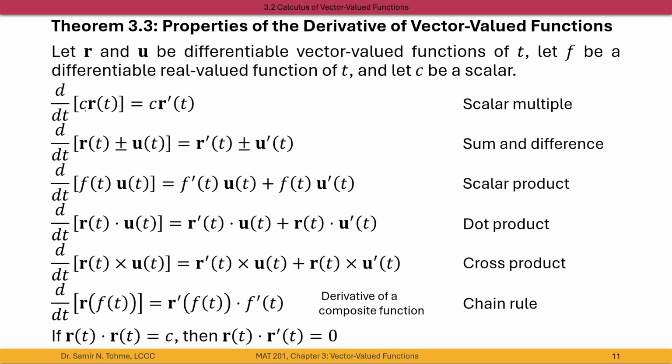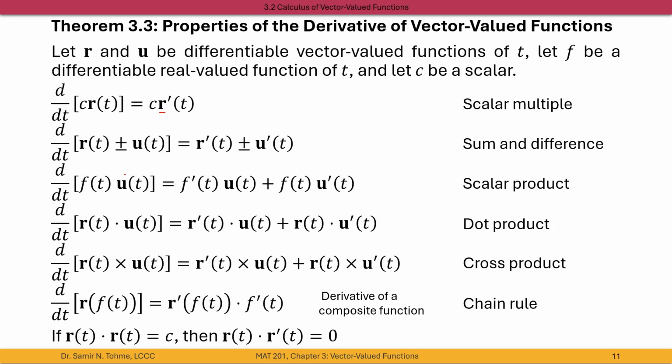Now, the derivative of a scalar multiplied by a vector function is equal to the scalar multiplied by the derivative of the vector function r. Now, if we have two vector functions added or subtracted, the derivative of r and u is the derivative of r plus or minus the derivative of u.